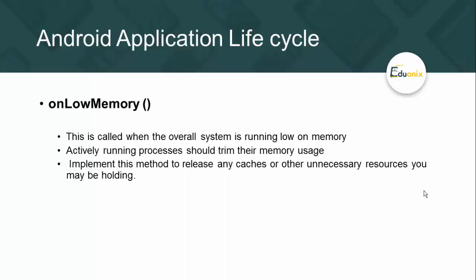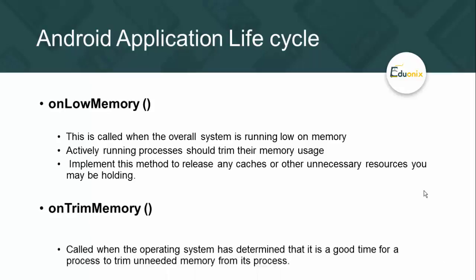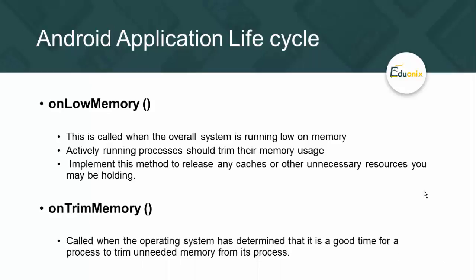onLowMemory. This method is called when the overall system is running on low memory. Actively running processes should trim their memory usage when a call is occurring. Implement this method to release any caches or unnecessary resources you may be holding. onTrimMemory. This method is called when the operating system has determined that it is a good time for a process to discard irrelevant memory from its process.